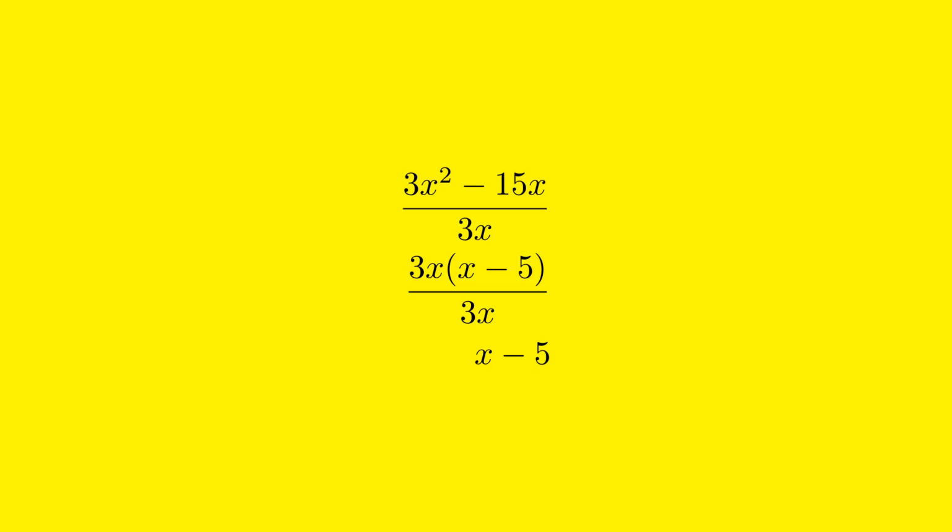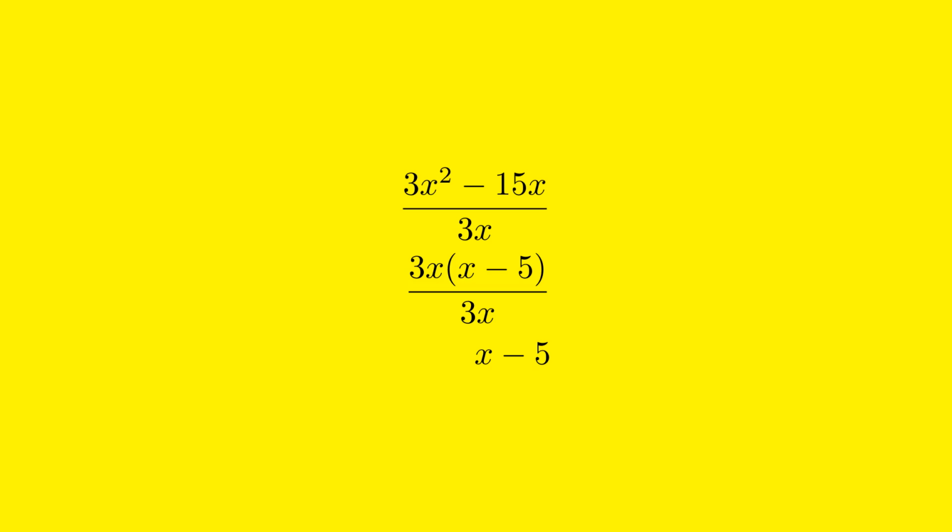Since we identified that 3x is a common factor in both the numerator and the denominator, we can divide both the numerator and the denominator by 3x. This means the 3x in the numerator and the 3x in the denominator cancel each other out. Thus, we are left with x minus 5 in the numerator and 1 in the denominator.